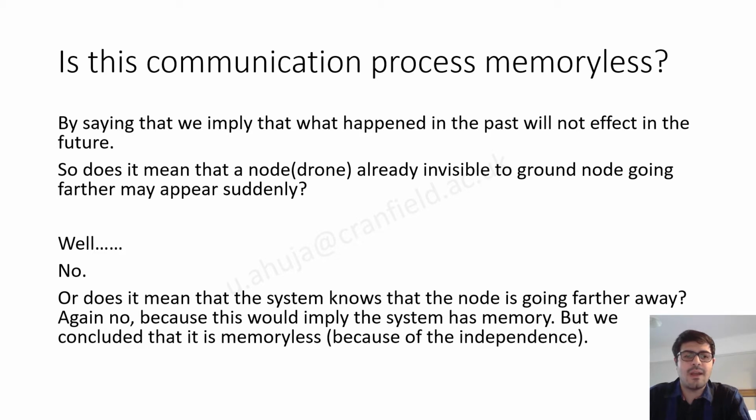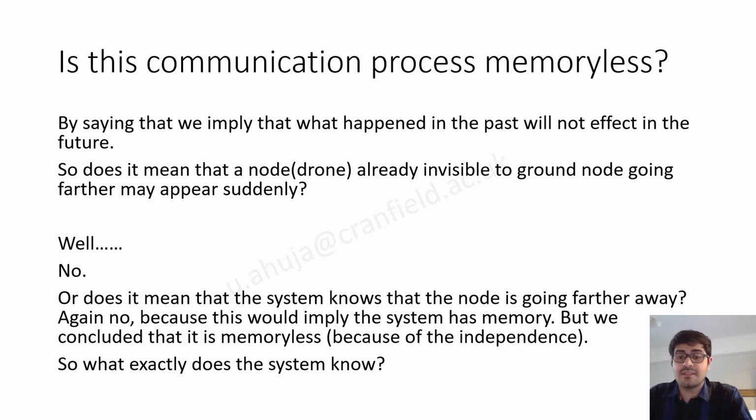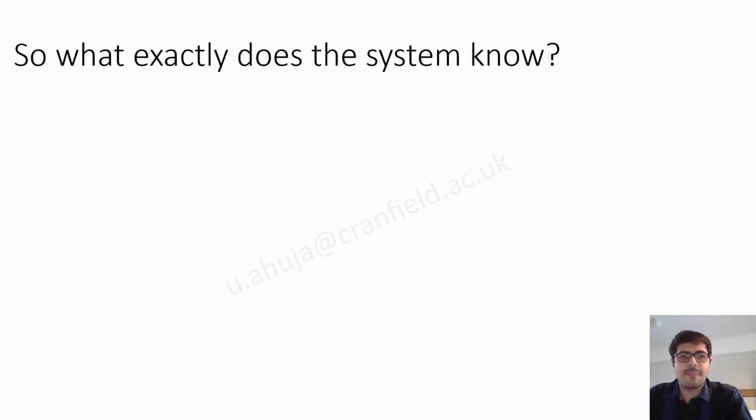Why is that so? We'll explain later. And we're going to consider this statement: or does it mean that the system knows that the node is going farther away? That is also another question to answer. Since we don't know that the node is going farther, because it is not visible to us, we cannot give any other condition about the system. So how do we test it in probability? We consider the system capability. So we ask ourselves the question, what exactly does the system know?